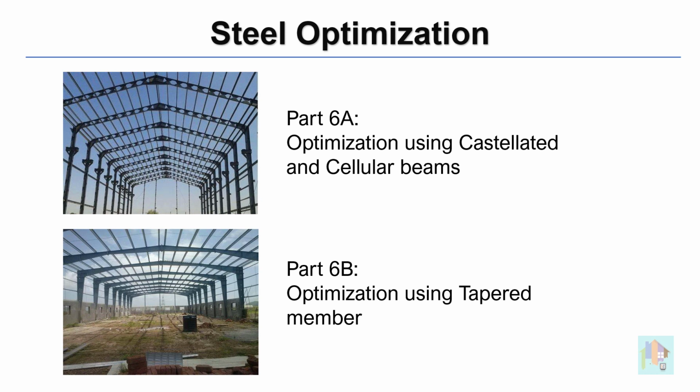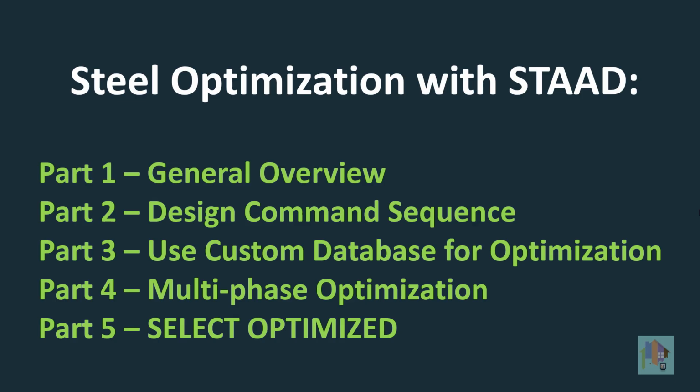Today, I'll cover the basics of castellated and cellular beam and discuss why these sections provide more economic design results. In the next part, optimization using tapered members will be covered. By the way, this is the sixth part of the steel optimization series, and if you really want to know about optimization, you can go through the last 5 parts where I have discussed the conventional optimization process available in STAAD.